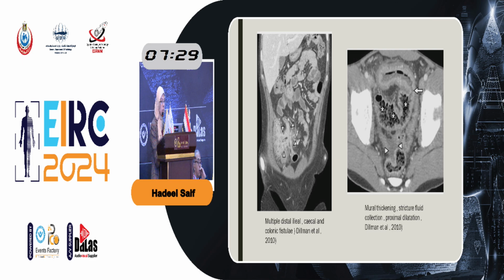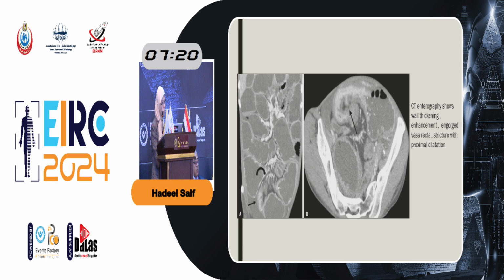strandy infiltration of the mesenteric fat, and in this case it is much more complicated, showing multiple ulcers with fistula formation and impending abscess formation. Another CT enterography, done in an older child, so the bowel is properly filled and shows the congestion of the vasa recta, shows the stricture formation, mural wall thickening.